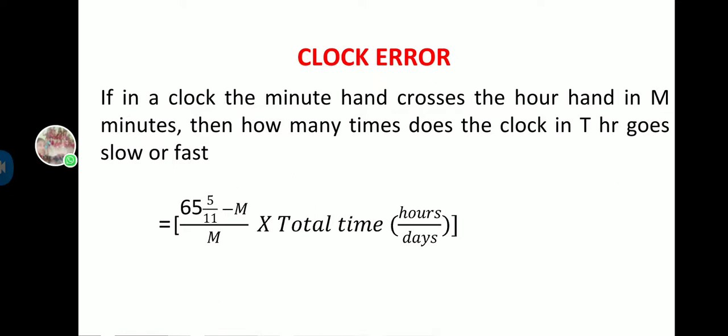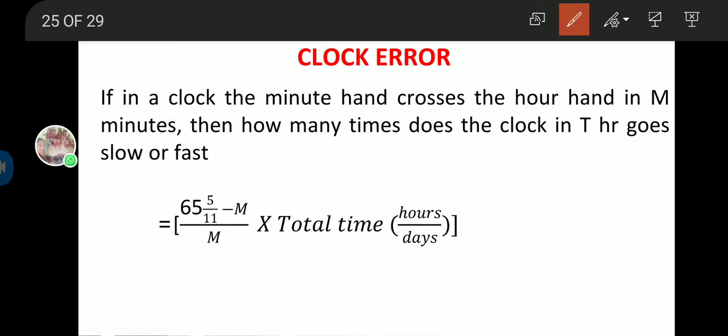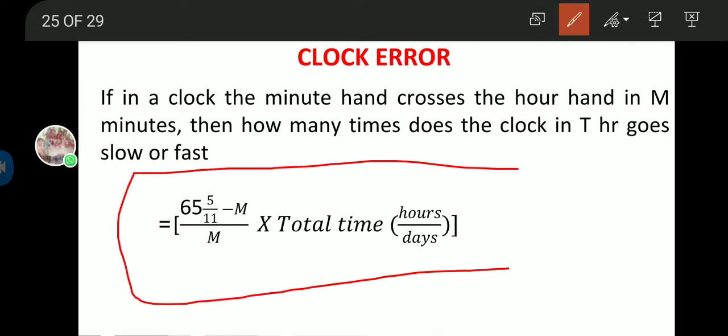Now, clock error. If in a clock the minute hand crosses the hour hand in m minutes, then how much time does the clock in t hours go slow or fast? So this is the main formula, a big formula, and a very important formula, and these are very important questions. These are frequently asked in the examinations. 65 5 by 11 minus m by m into total time hours by days.